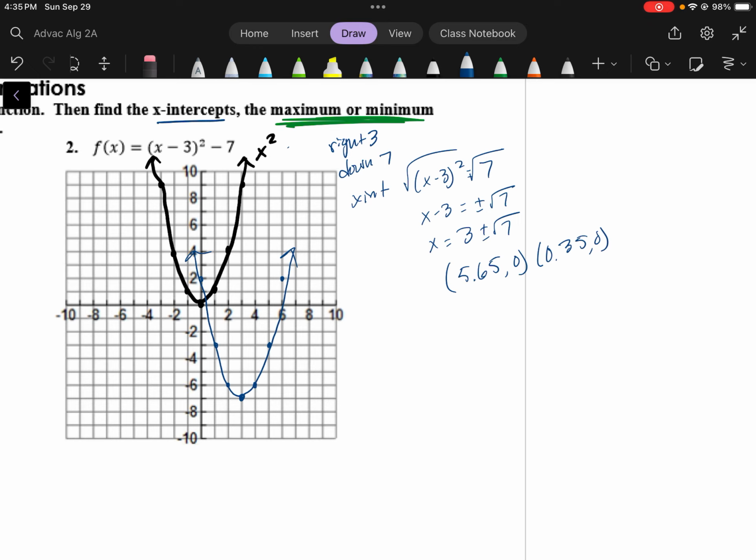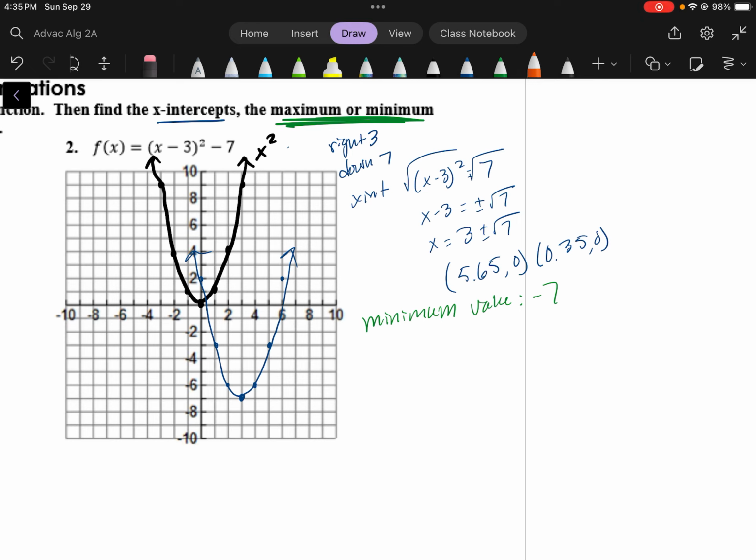I'll let you know in class whether or not we're going to be using a calculator for this, but at the moment, I'm just telling you. Then we need to find our minimum or maximum. So again, this one hits the bottom of the parabola, so that's going to be a minimum value, and it's going to be at its lowest point, which in this case would be -7.